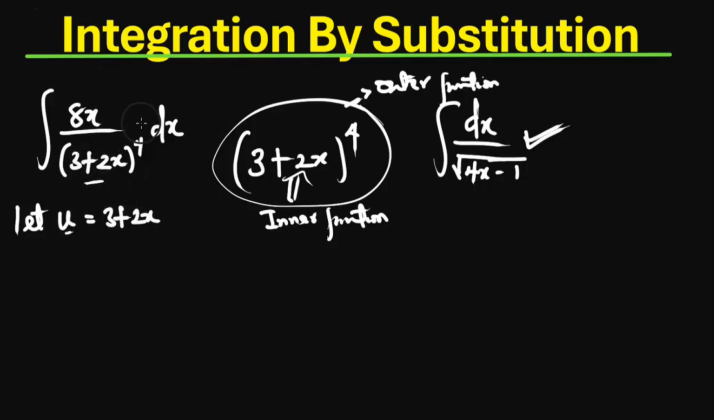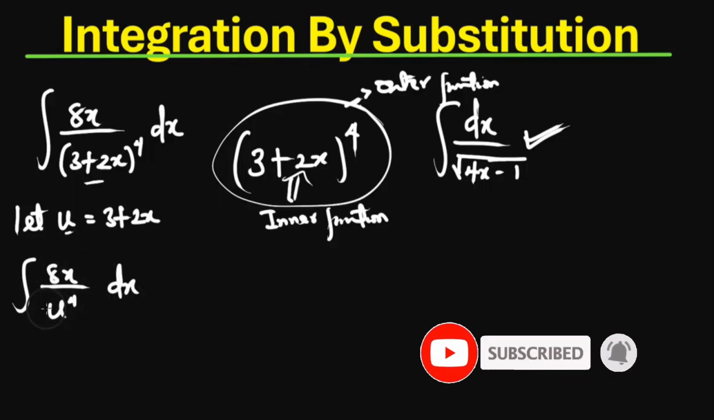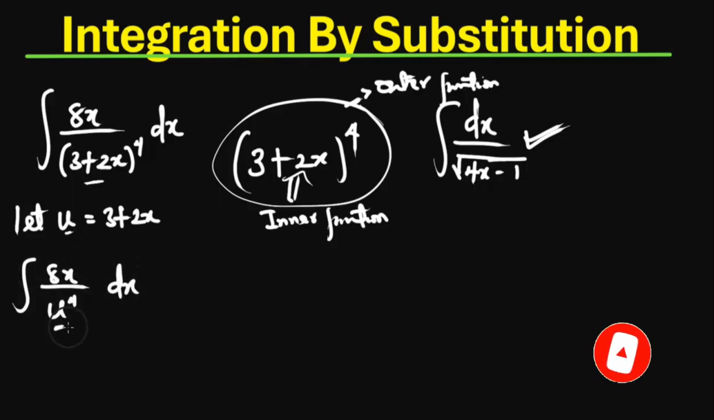And our aim is that we want to simplify this guy for us to easily integrate it. Okay, so when we substitute u into what we have here, we're going to have the integral of 8x divided by u raised to power 4 dx. But this becomes a problem given that we have different variables. We have u, we have x, right? But we just want to have everything in terms of u, so we can easily simplify it and we can easily integrate it. Okay, so we're going to come back here and differentiate u with respect to x.